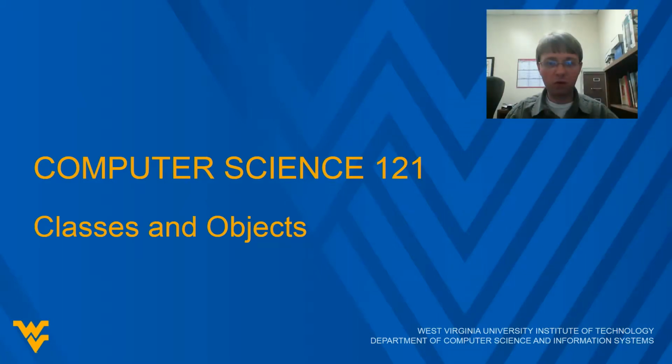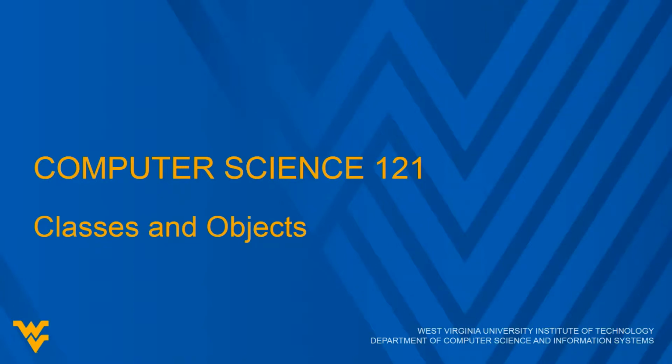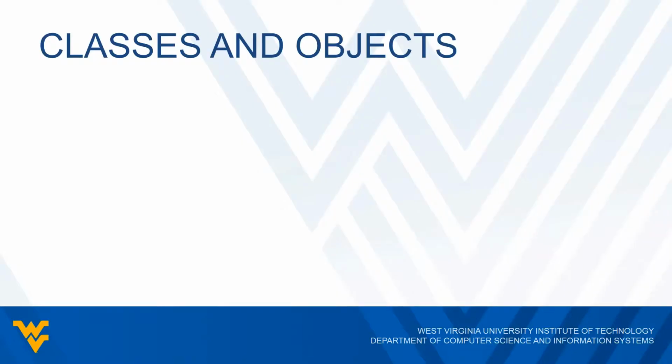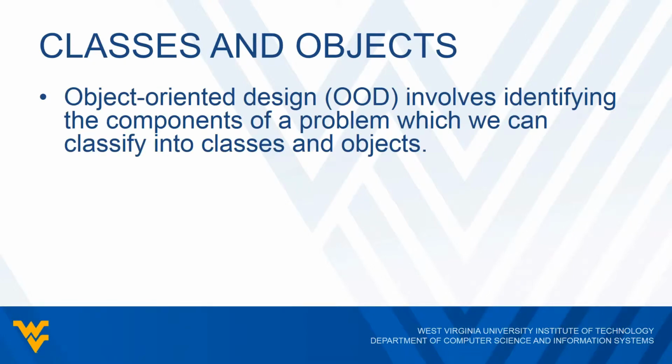In this lecture, we're going to take a look at how we can create our own classes and objects. We're now going to take a look at object-oriented design. So what is that? Well, we're going to take a look at our problem and identify different components that we can classify into either classes or objects.